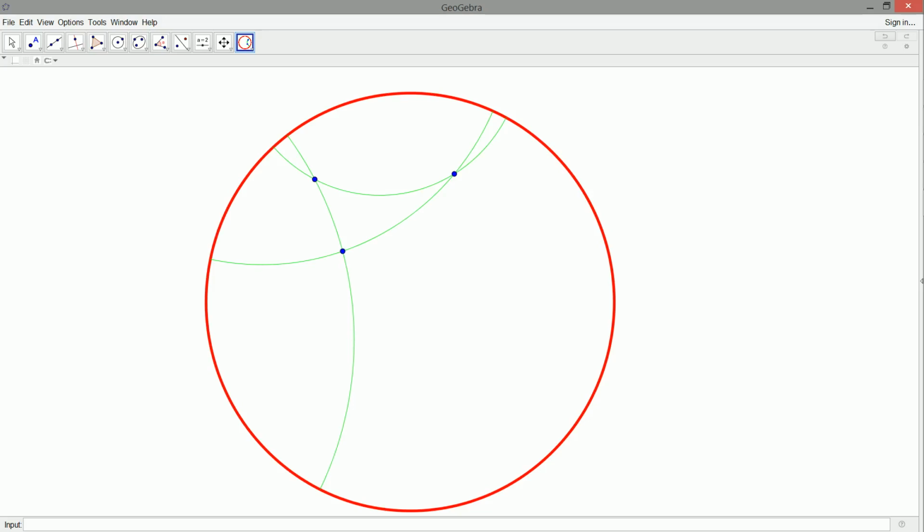Well, to talk about angles, at least in our disk model, we're going to have to bring back the tangency tool. And I'll make it orange just so it's more apparent as to what's going on. So, just get rid of this line right here. So we have an angle here between two hyperbolic lines. How do we measure that angle?